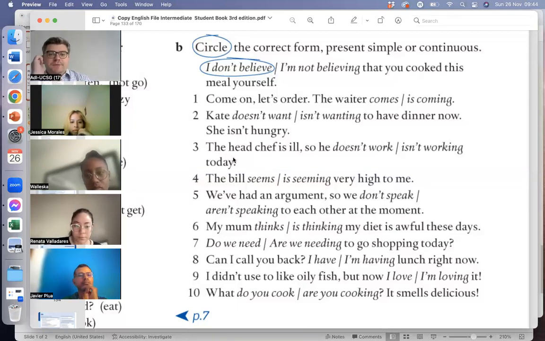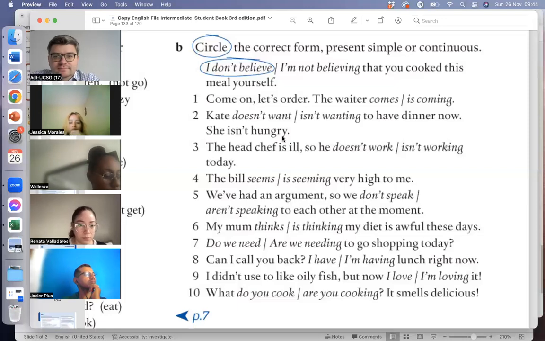Okay, so number 1. Who wants to give it a go? Jessica. Number 1. Jessica? Can you hear me? Yes. Come on, let's start. The waiter is coming. The waiter is what? Is coming. The waiter is coming. Why are you using present continuous here?